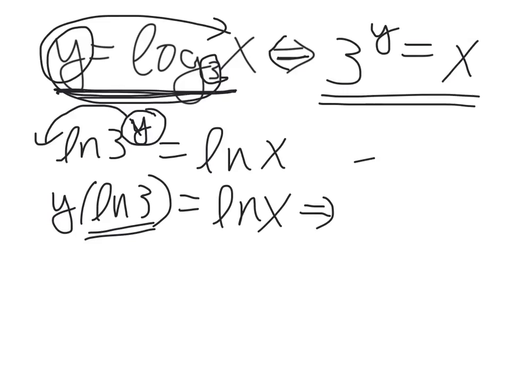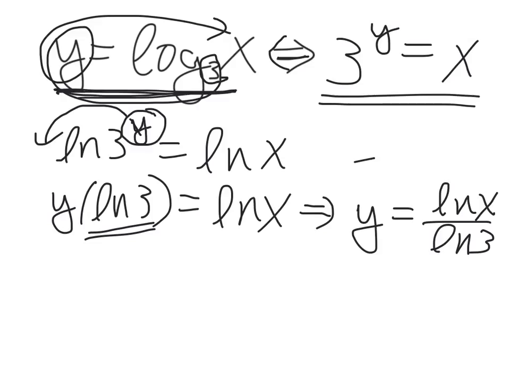natural log of 3 is a number. Now, natural log of 3 is about 1.09 something or other. Okay, so it's a constant, and to solve for y, we divide by the coefficient, divide by natural log of 3. So y turns out to equal natural log of x divided by the natural log of 3.